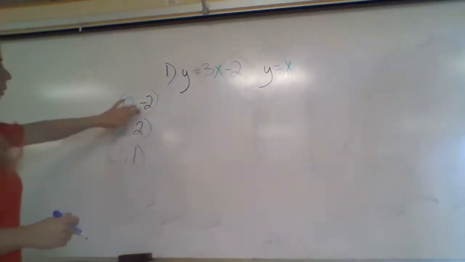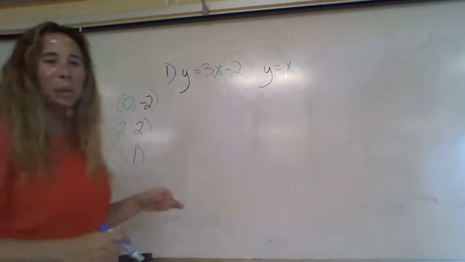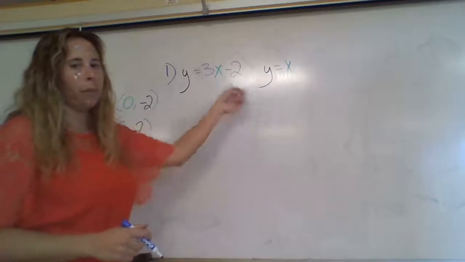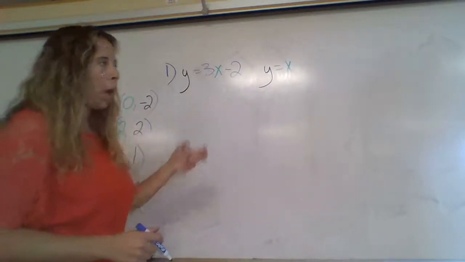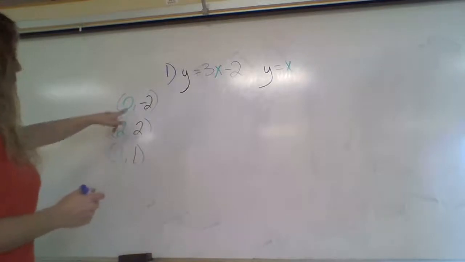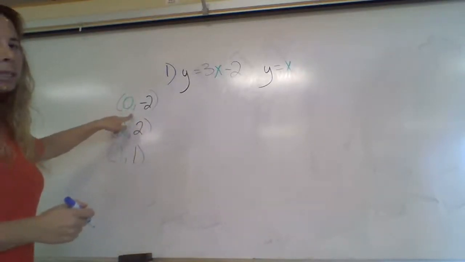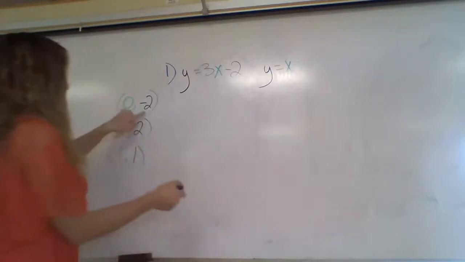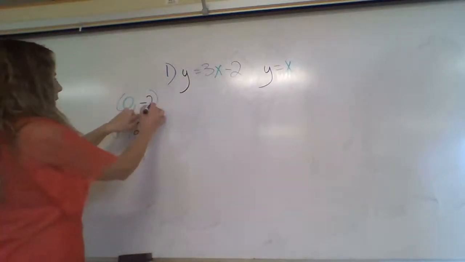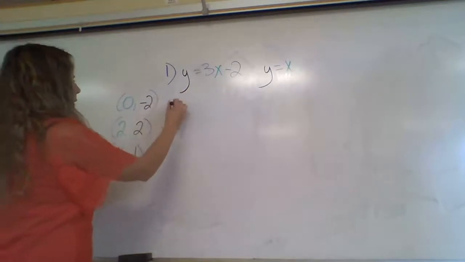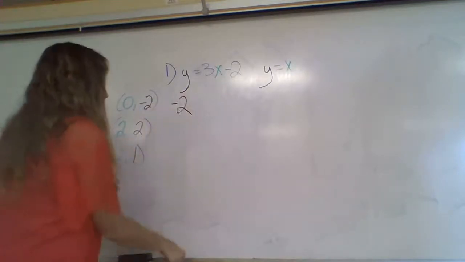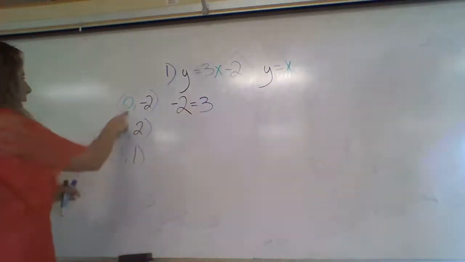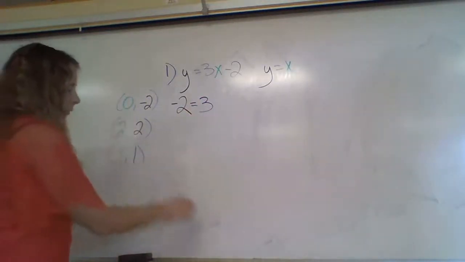So here we go. You're going to substitute each point in until you find a point that works for both equations. It has to work for both. So my first one is (0, -2). So x is 0, y is -2. So I'm going to substitute -2 in for y. Y is -2. X is 0. So you're substituting 0 in for x.